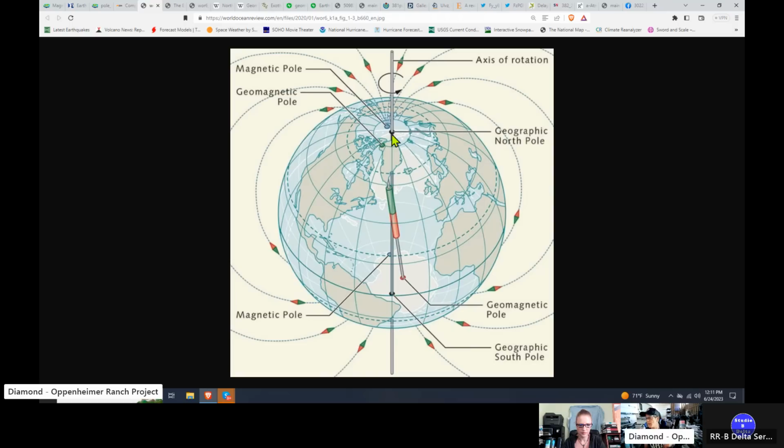Now, this is a hypothetical spot, a point you could put up near the North Pole where the Earth is spinning.